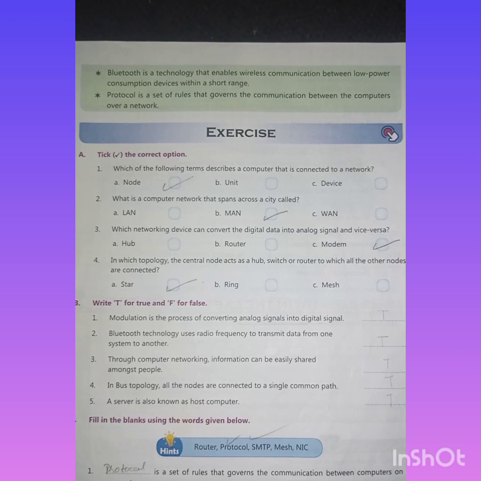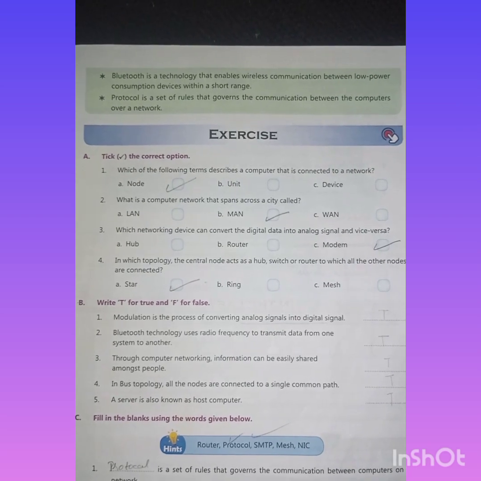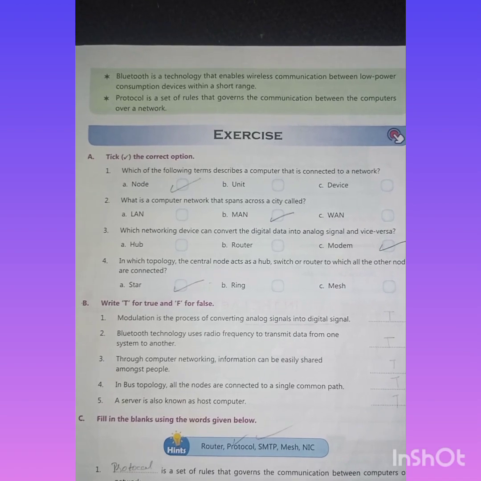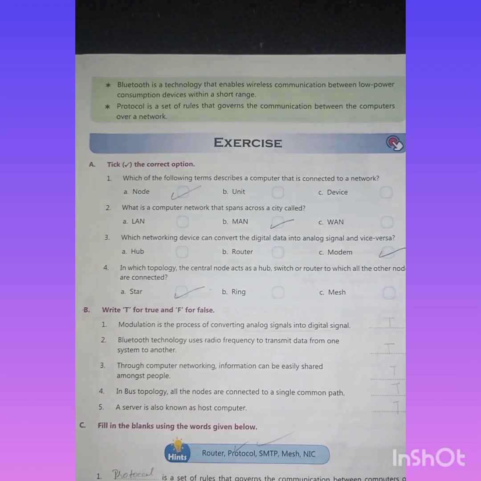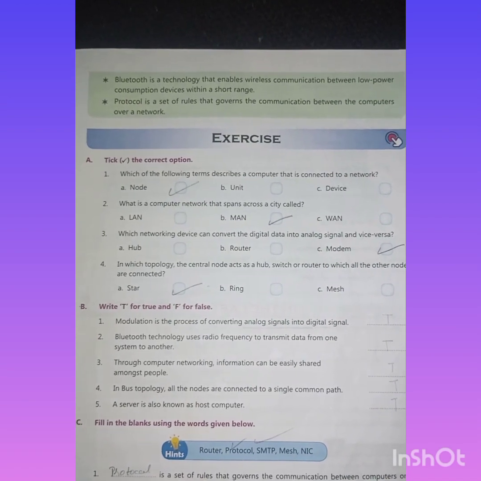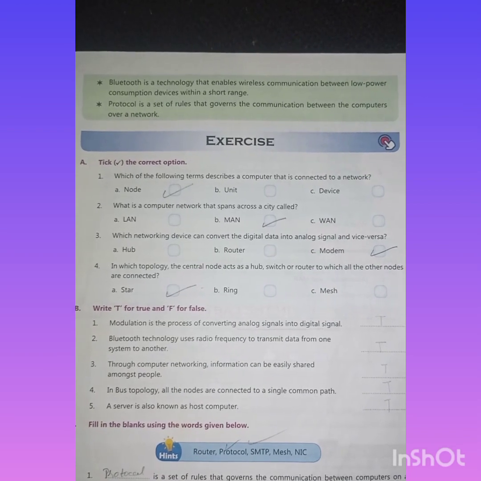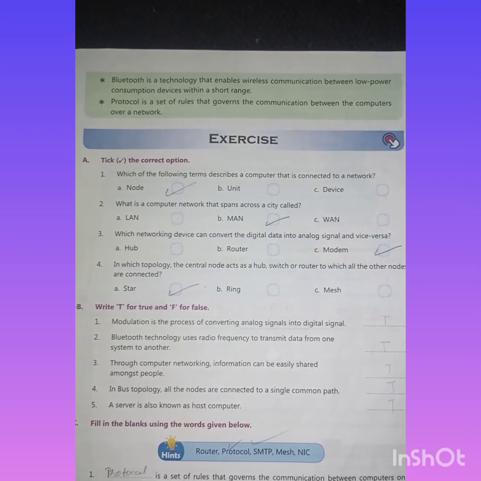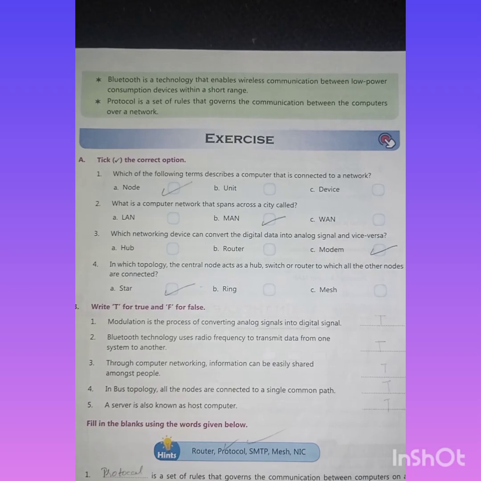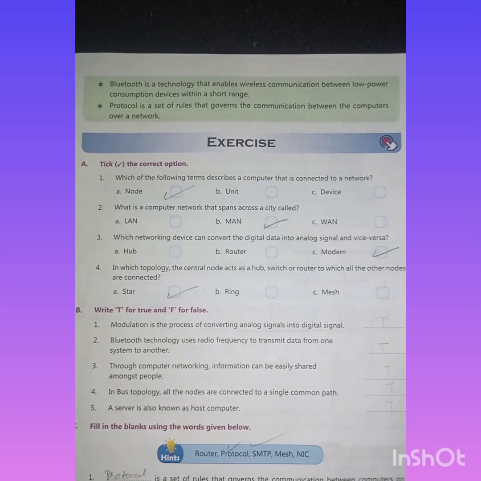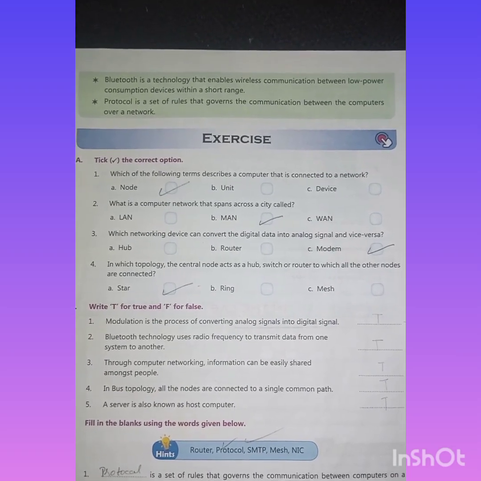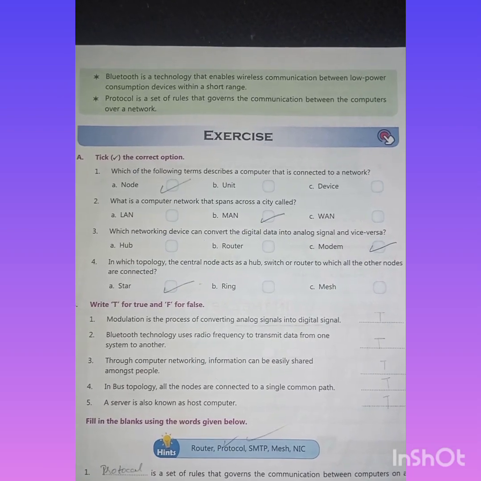Which of the following terms describes a computer that is connected to internet? Node. Answer is node. Node is a computer that is connected to a network. And what is a computer network that spans across city? As the name itself indicates, city means metro or town, that is metropolitan area network, MAN.